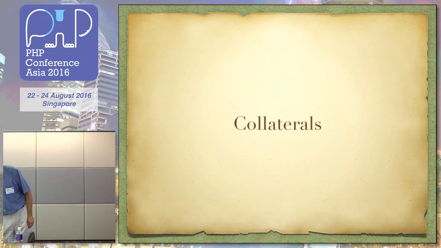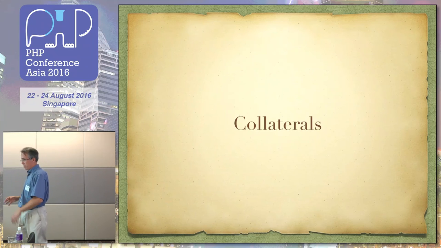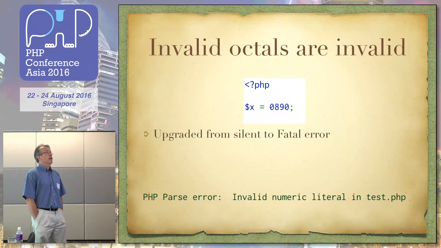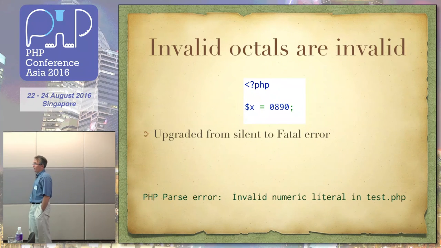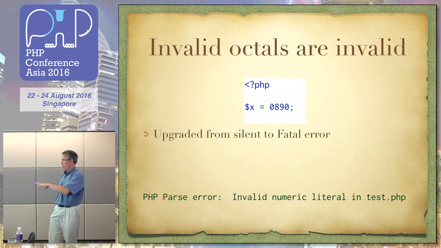Okay? Next, collaterals, things that have changed that will have impact on the code. So these are not new features, but just changed ones. Here is one we got that made an update. Up to now, invalid octals are just silently handled and turned into whatever PHP can do with them. So here in PHP 5, this is 0. It's a complex way to write 0, right? You know, there are shorter ways. But if you really want to write it this way, that's 0.